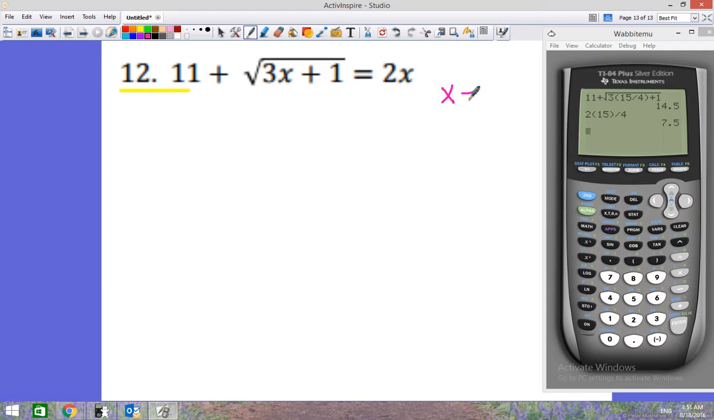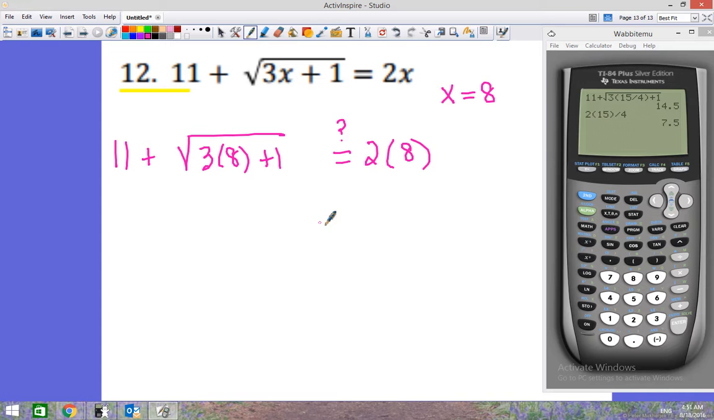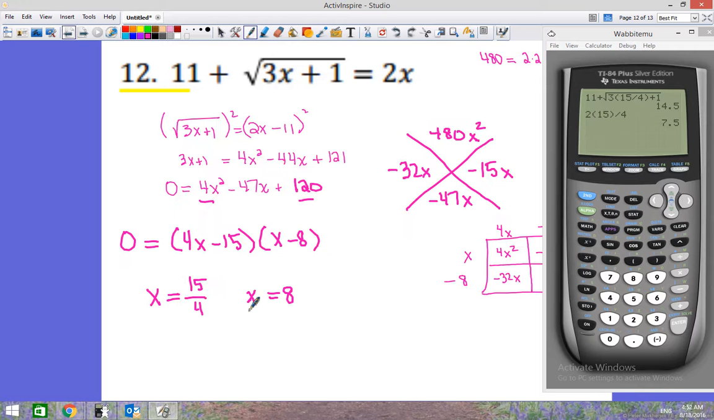All right, let's check this. On the left hand side here, 3 times 8 is 24, 24 plus 1 is 25. Square root of 25 is 5. So on the left-hand side here, I'm getting 16. And on the right-hand side, I'm getting 16. So this one does check, and the other one was extraneous, and this one checks.